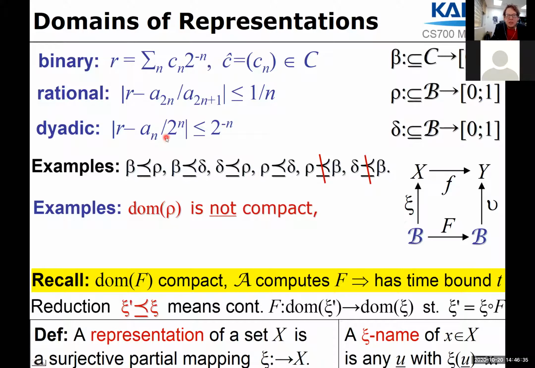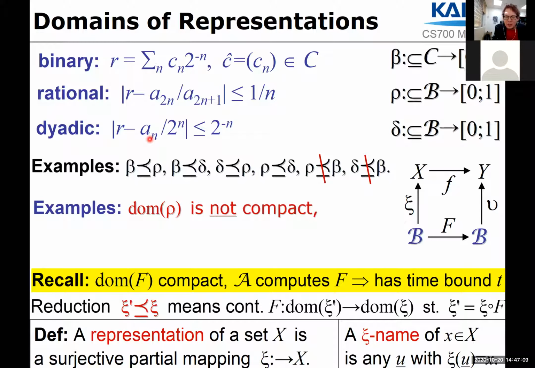Notice that a similar blowing up of names is infeasible for dyadic representation, because here we have fixed the denominator to be 2 to the n, and therefore also fixed the numerator to be between 0 and 2 to the n, right? And that's a large, exponentially large, but a finite set.